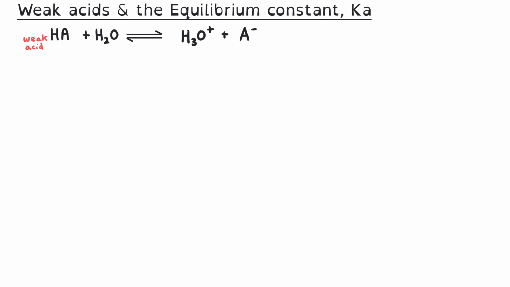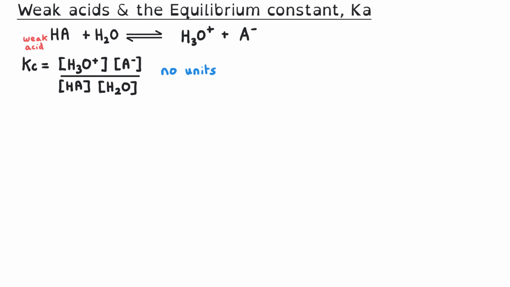You need to be able to write the expression for the equilibrium constant for a weak acid, and I'm going to show you how to do that here. First of all, if we consider the equilibrium where a generic acid, HA, reacts with water, we produce the hydronium ion and the conjugate base, represented by A-. The Kc for this expression would be expressed like this.